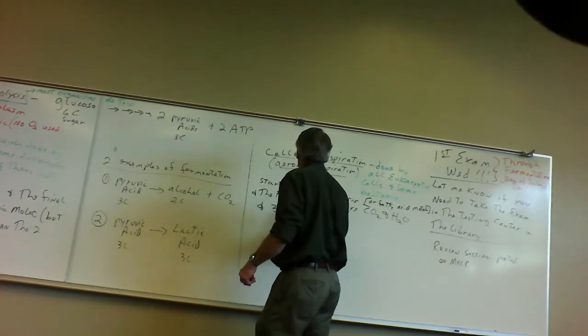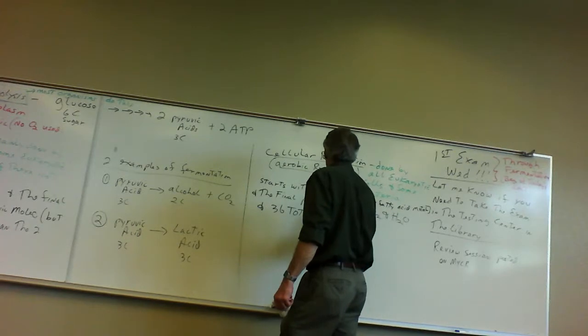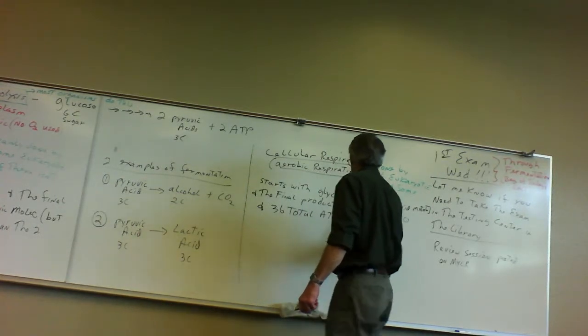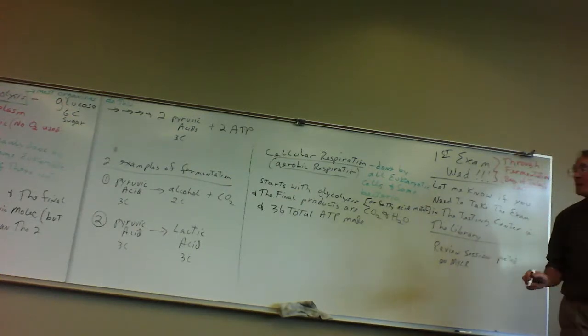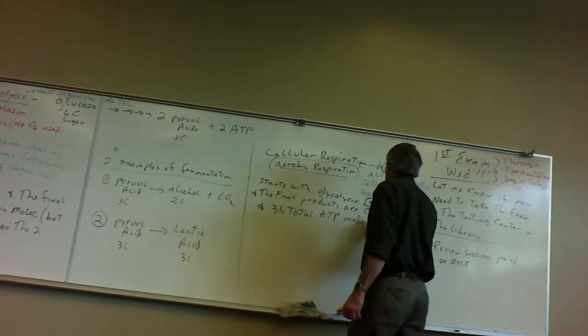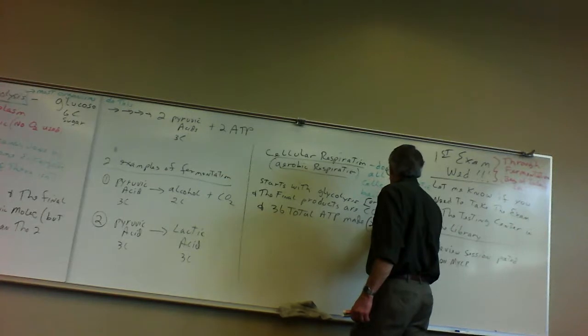36 total ATP made. That's so much more than the 2 you get if you just ferment it. 36 total ATP made. That's 2 from glycolysis.